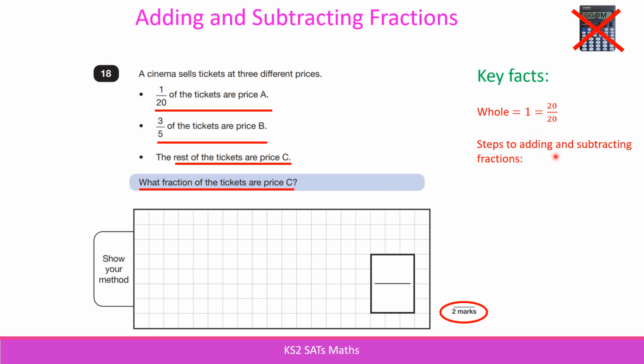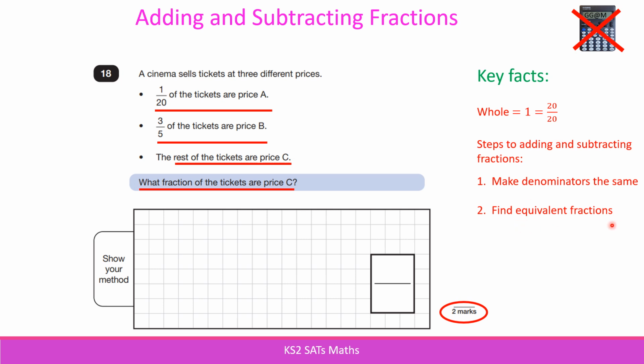Step: adding and subtracting fractions. So we've got to add some fractions together and then we're going to have to subtract them. First of all, you need to make your denominators the same. Now there's a bit of a clue here because we've got 20, 20/20, that is going to be my common denominator.